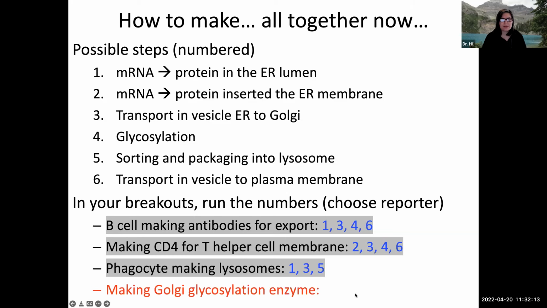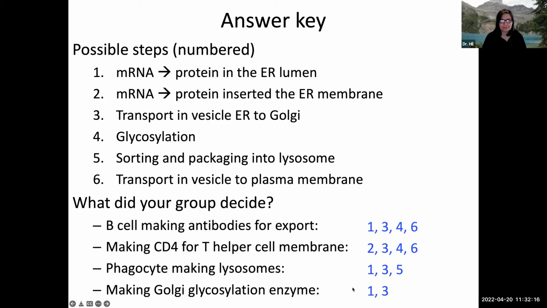All right, so the simplest way to do this is just, again, to make the protein in the ER lumen and ship it off to the Golgi. And now it's inside the Golgi and you're done.